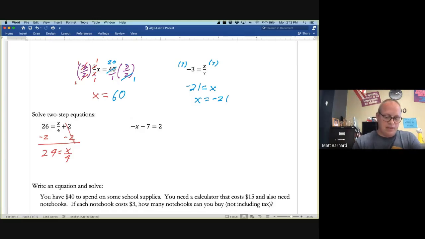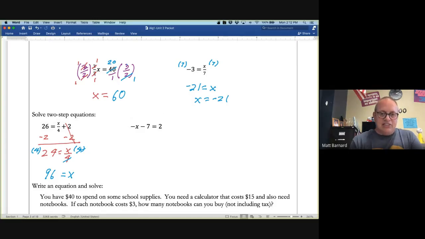Now I'm dividing by 4, so the inverse of dividing by 4 is multiplying both sides by 4. And the 4s will disappear and become 1 on the right side. 24 times 4 is 96. I could check that if I wanted to make sure I was doing it right as well.